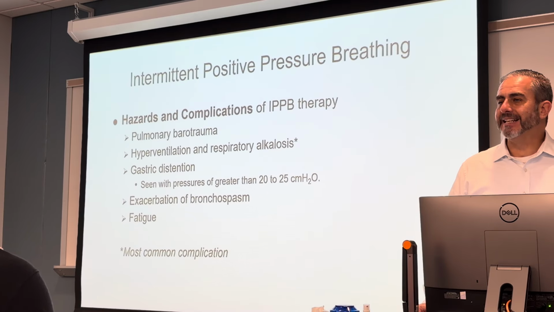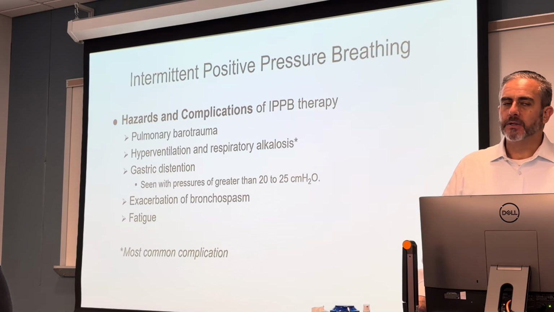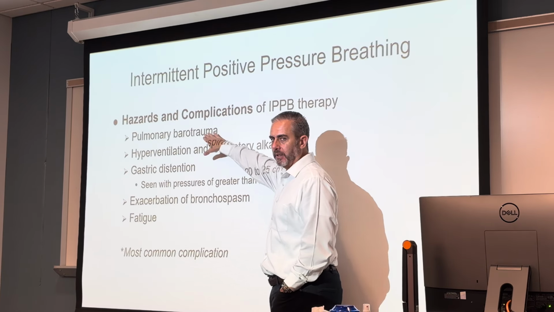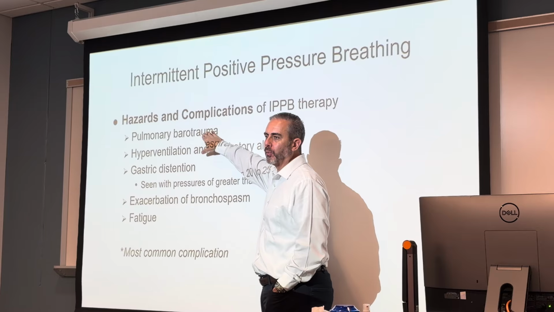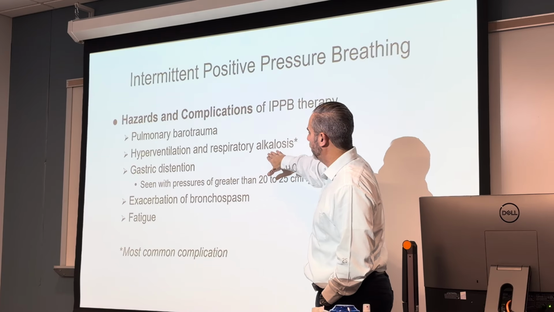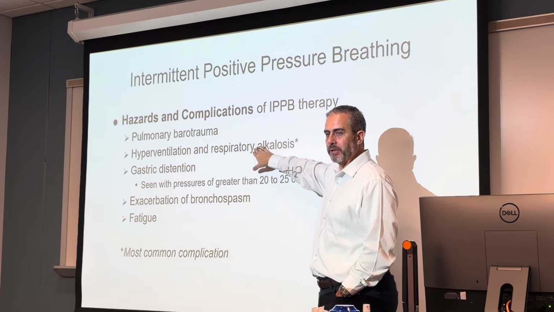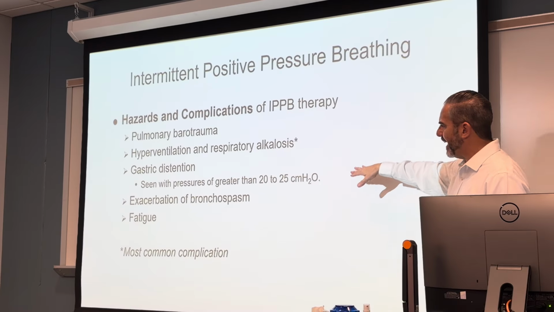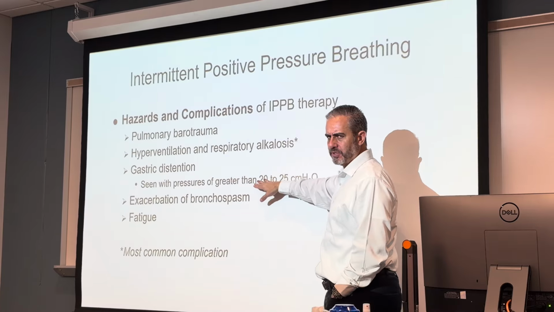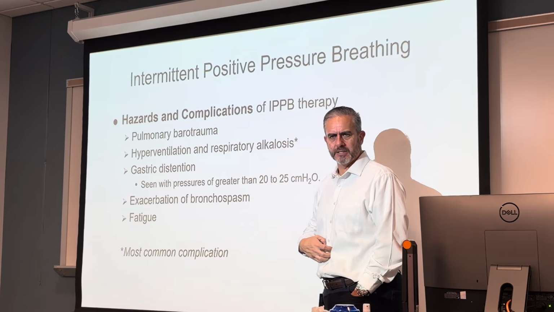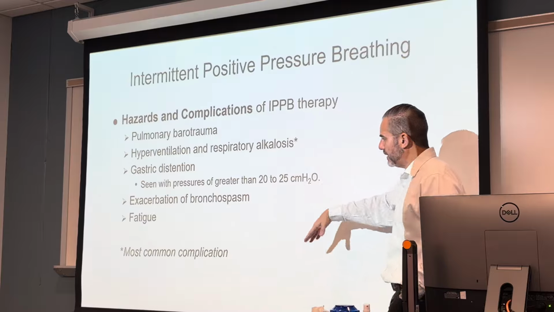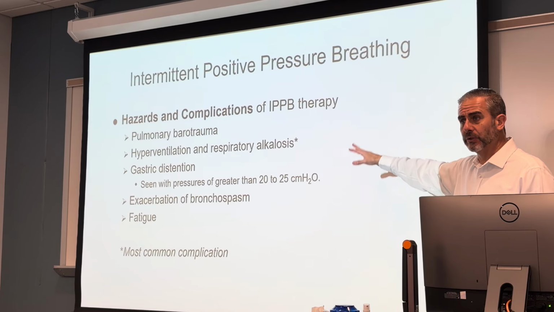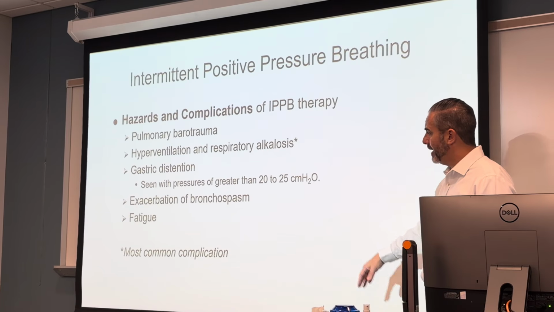Hazards and complications. Again, this is positive pressure. So positive pressure can lead to barotrauma. That's trauma to the lung itself from excessive pressures. Hyperventilation, respiratory alkalosis, same thing that appeared on the incentive spirometer. Gastric distension, that's at higher pressures. So some of that positive pressure can end up going down into the stomach. Exacerbation of bronchospasm, again, for asthma patients. Fatigue, so a lot of these similar to incentive spirometer hazards and complications.